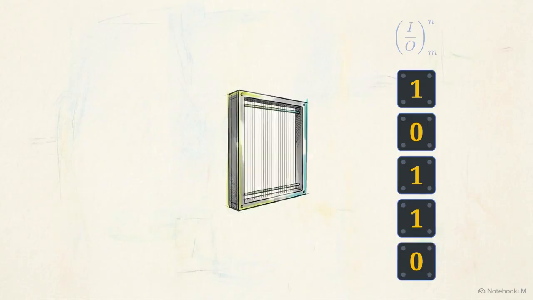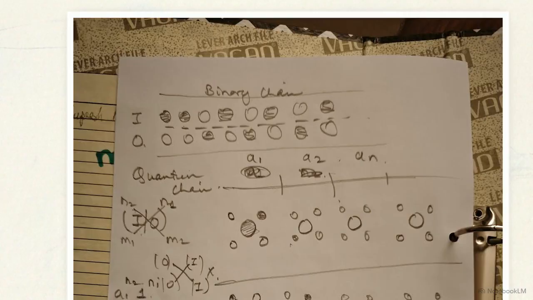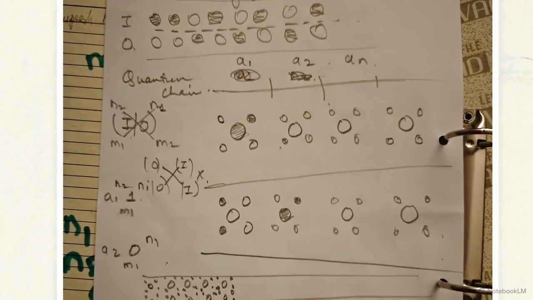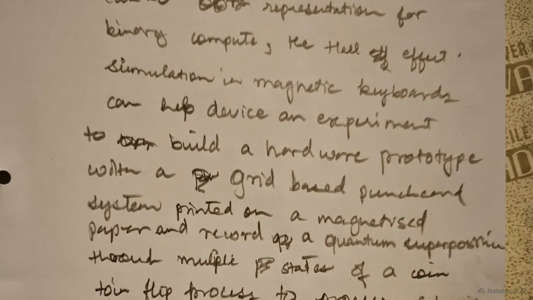This logic changes the physical shape of recorded data. The traditional binary chain is mapped out here as a straightforward, linear row. The quantum chain beneath it discards that straight line. It uses cross-shaped spatial clusters to represent different nodes of probability. The notes suggest testing this spatial theory with a physical experiment, a grid-based punch card system.